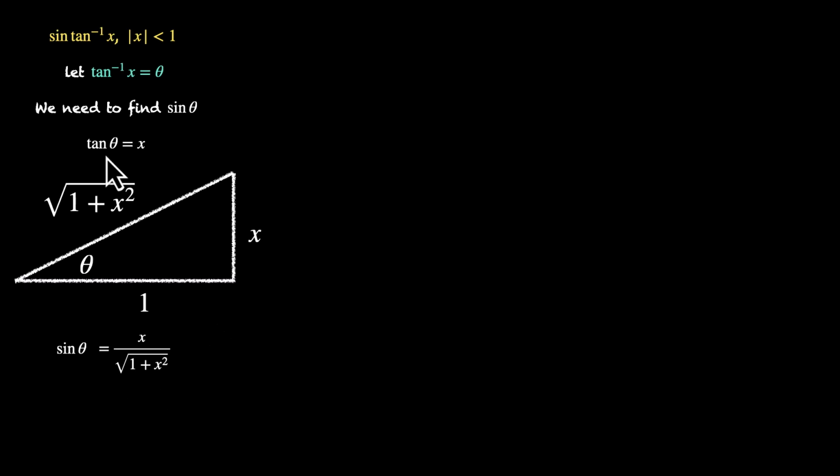So using tan theta, we figured out sine theta. That's equal to x by root of 1 plus x square. This is what we needed. We needed sine of this angle, sine of theta. That's equal to x by root of 1 plus x square.